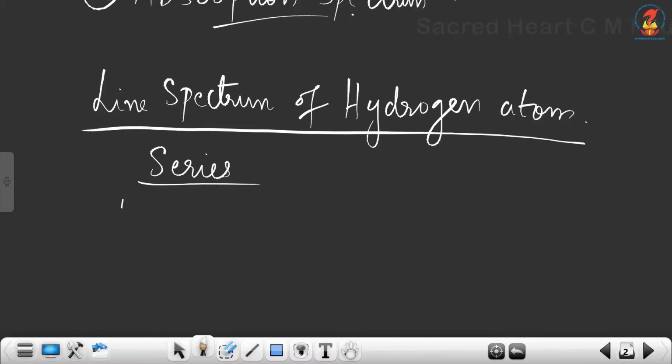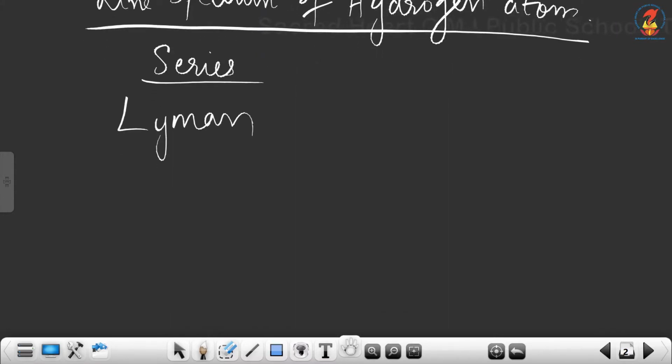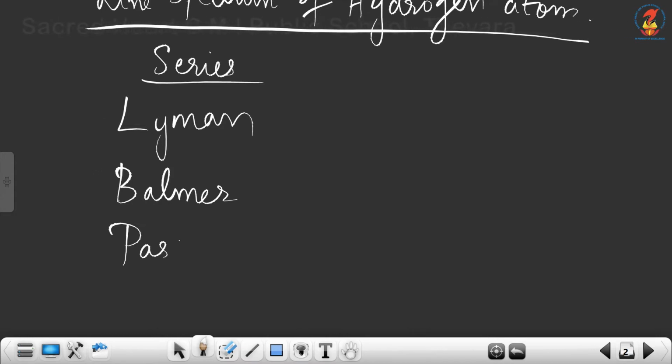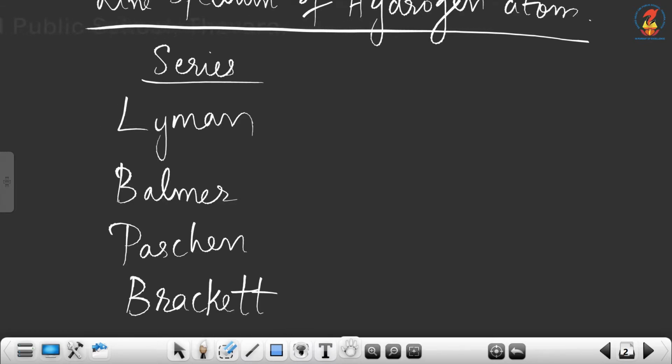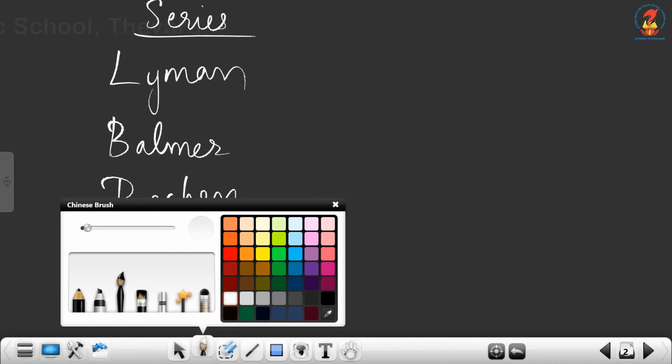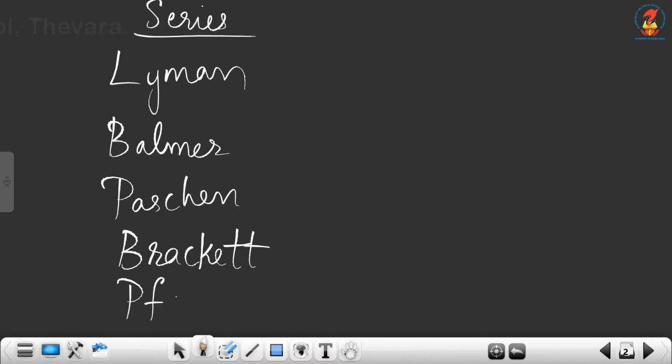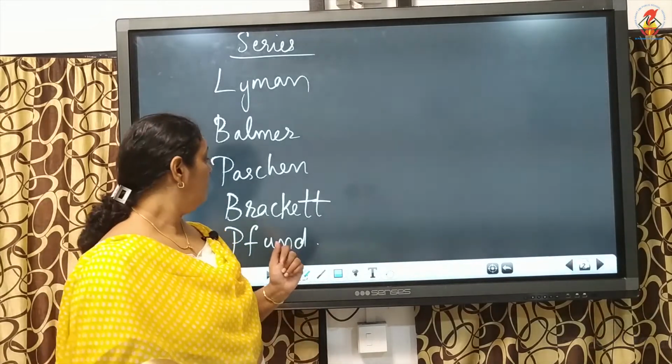The first one is Lyman series. Second is Balmer, third is Paschen, fourth is Brackett, and the last one is Pfund. So, these are the names of the 5 series in the spectrum of hydrogen atom: Lyman, Balmer, Paschen, Brackett and Pfund.